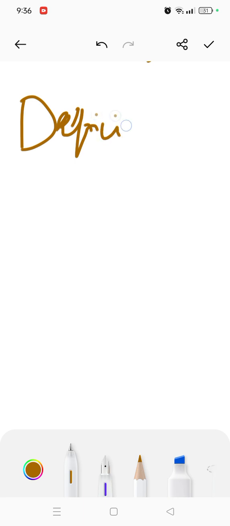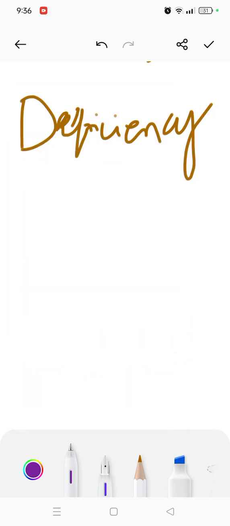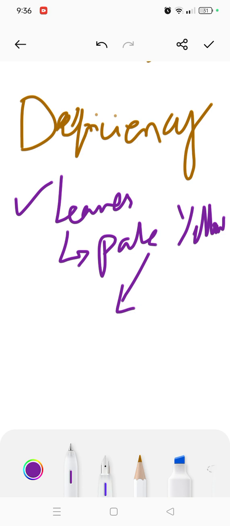Then comes the deficiency of nitrogen. What if nitrogen is not provided to plants, what will happen? So let's start. First thing, the leaves will turn pale yellow. Pale yellow is a yellow-like color. This means they will turn from green. Of course we know the plants and leaves are green, but they will turn pale yellow because they lose chlorophyll, the quantity of chlorophyll becomes less.